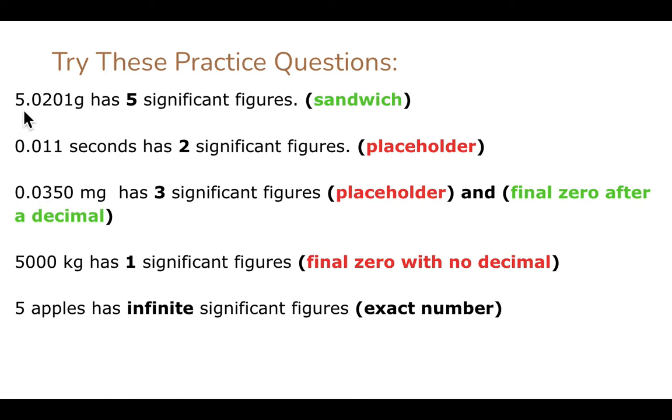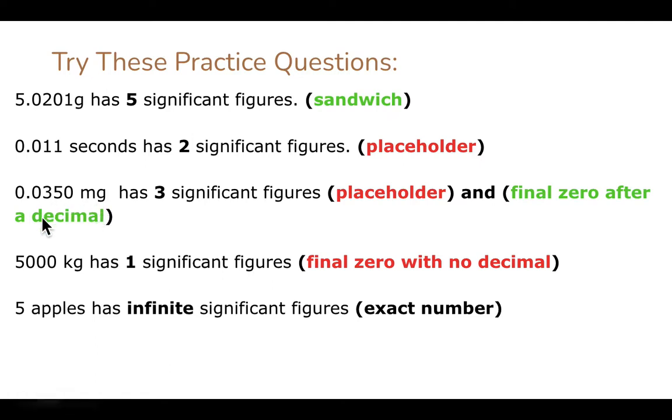So 5.0201 grams has 5 significant figures. These are both sandwich zeros, so they count. 0.011 seconds only has 2 significant figures. These zeros are placeholders. They are just holding the place. This is our estimated digit. We really only have 2 numbers that we're using in our measuring device. So that's 2 significant. They do not count.